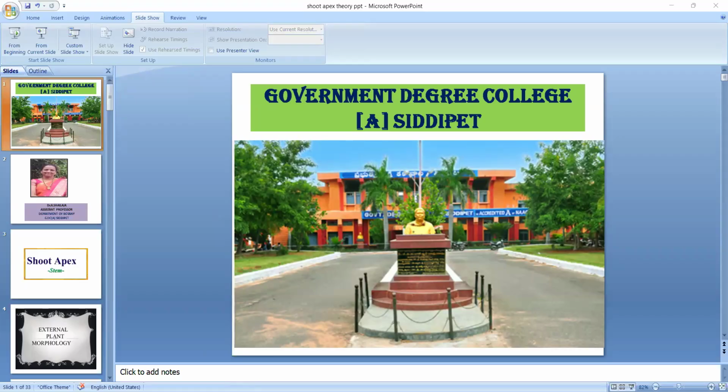So in yesterday's class, in plant anatomy, the introduction is completed. Various scientists, what cells are, and the tissue systems, so the general discussion is completed in the introduction class. Today we are going to discuss the shoot apex and root apex theories. So what is the vegetative shoot apex?